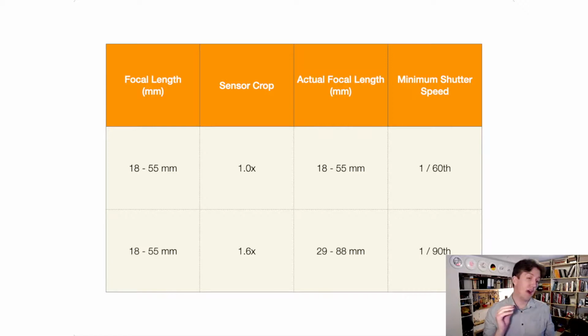So we take this second hypothetical camera here, it's got an 18 to 55 millimeter lens on it, and the crop factor is 1.6. That lens actually isn't an 18 to 55 millimeter lens, it's a 29 to 88 millimeter lens, because again, 1.6 times 18 is 29, and 55 times 1.6 is 88. That's all the math we need to do tonight. Yay, done. So we take the longest focal length you can do, which is 88 millimeters in this case, and we need to shoot at least 1/90th of a second to make sure we take our hands out of the equation.